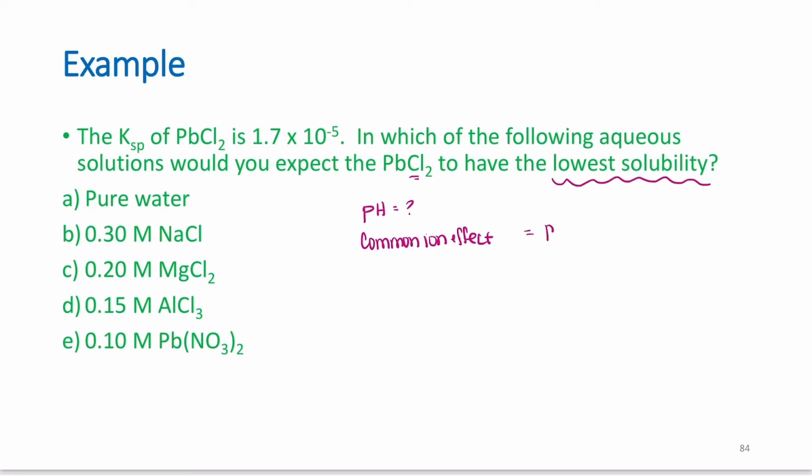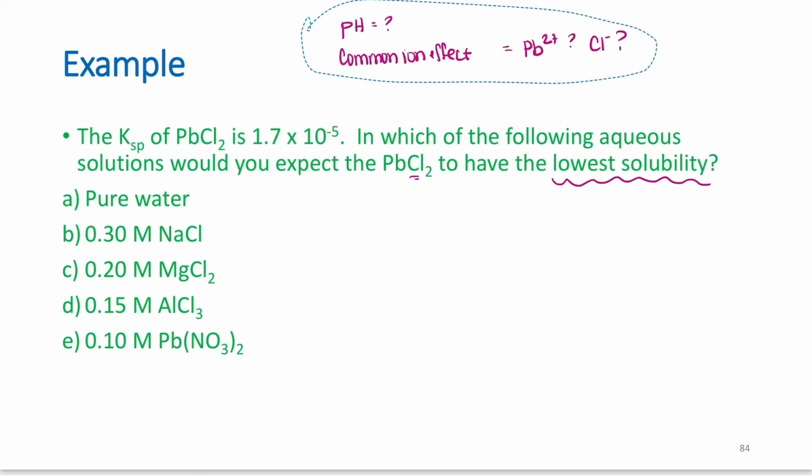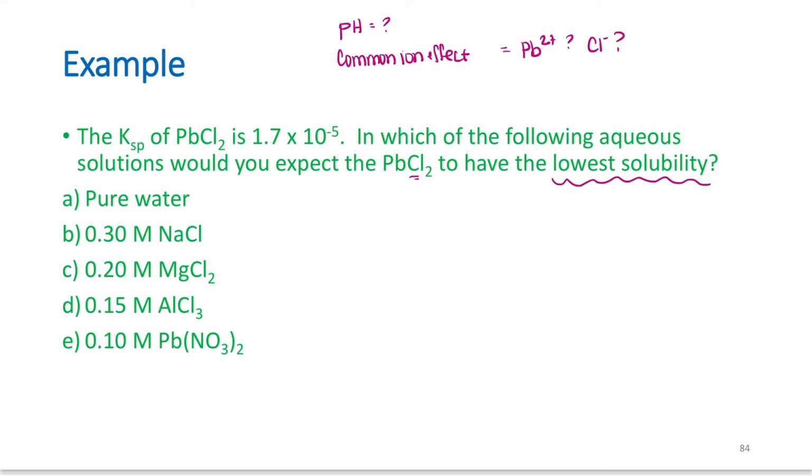Does any of these have lead 2 plus in them? Or Cl minus in them? That is your common ions. That can affect your solubility. So pure water? No, it doesn't have either one in it. Let's look at PbCl2. Pb2 plus. Cl minus. There's 2 moles of Cl minus there.